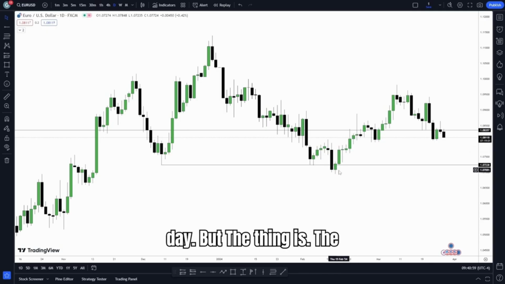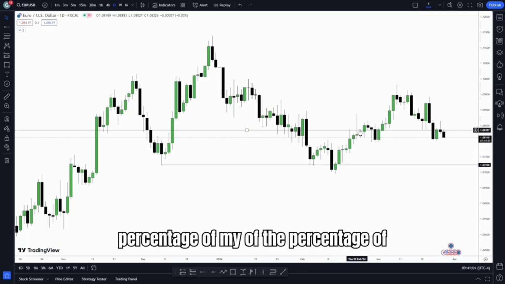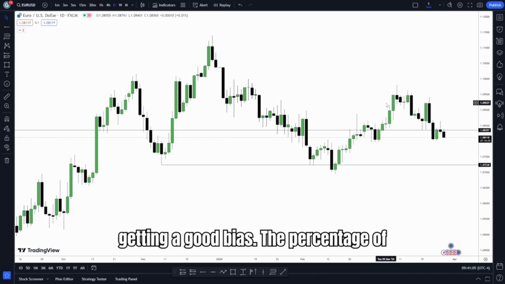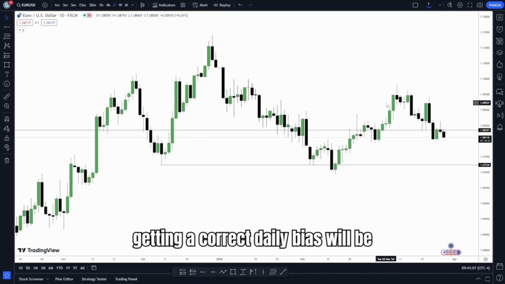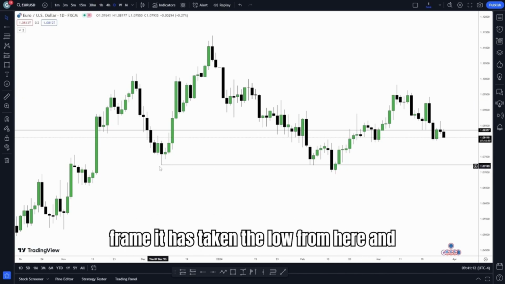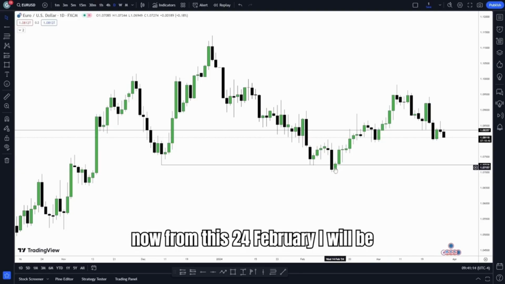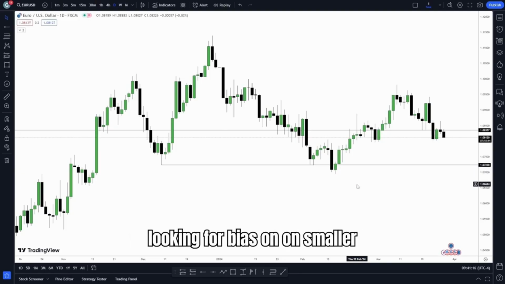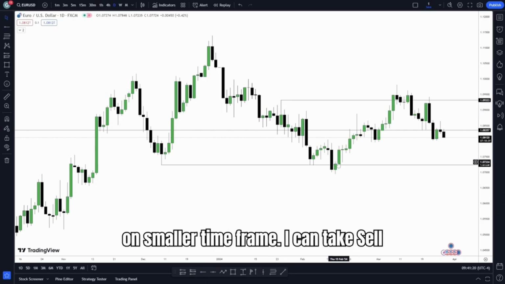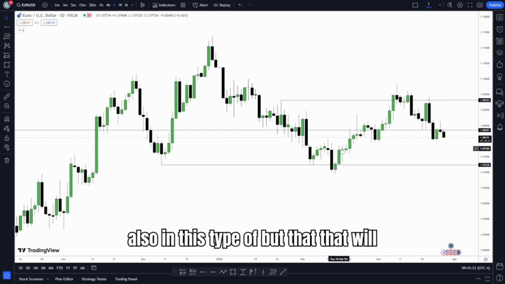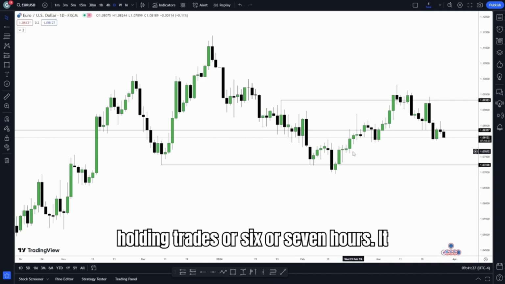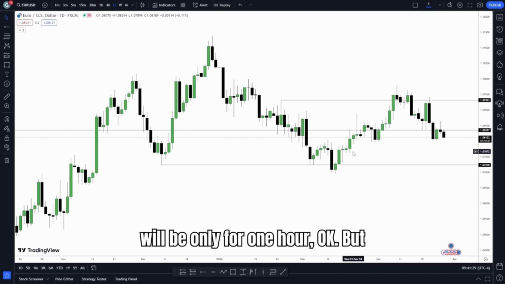But the thing is, the percentage of getting a correct daily bias will be higher, because I can see on the daily time frame it has taken the low from here, and now from this 24 February I will be looking for buys on smaller time frames, and my bias is bullish on the smaller time frame. I can take sells also in this type of move, but that will be scalping. Okay, that will not be holding trades for 6 or 7 hours. It will be only for 1 hour.